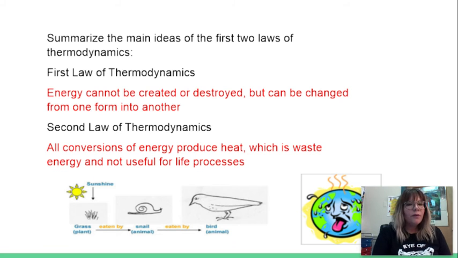And then the second law of thermodynamics is all about the loss of energy due to heat. And we're going to talk about that as we get into maintaining homeostasis within the body.